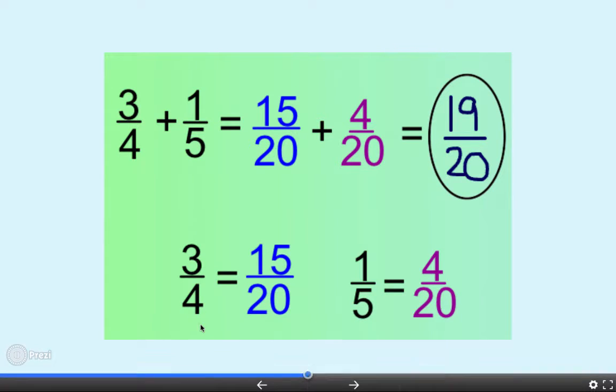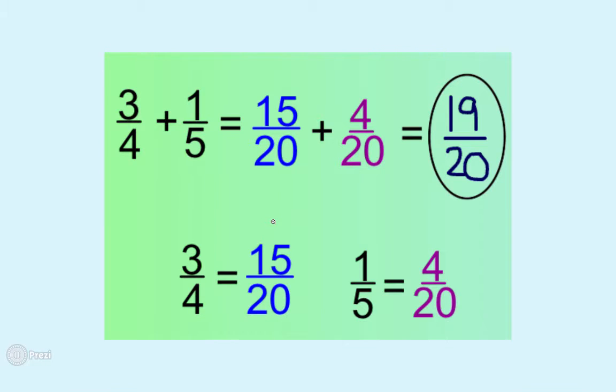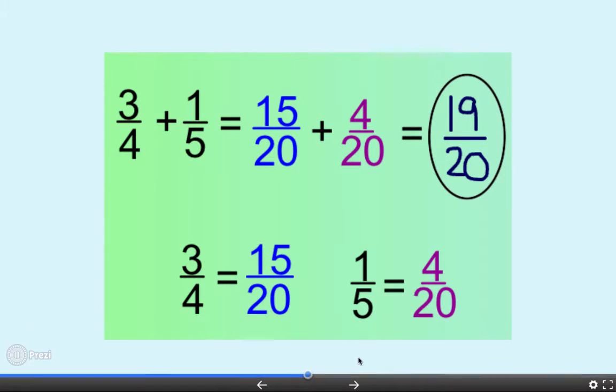So we can set up equivalent fractions. 3/4 is equal to something over 20. Since 4 times 5 is 20, 3 times 5 is 15, so 3/4 is equal to 15/20. 1/5 is equal to something over 20. Since 5 times 4 is 20, 1 times 4 is 4. We now have our two equivalent fractions with the common denominator. When we add those together, we get our answer of 19/20.